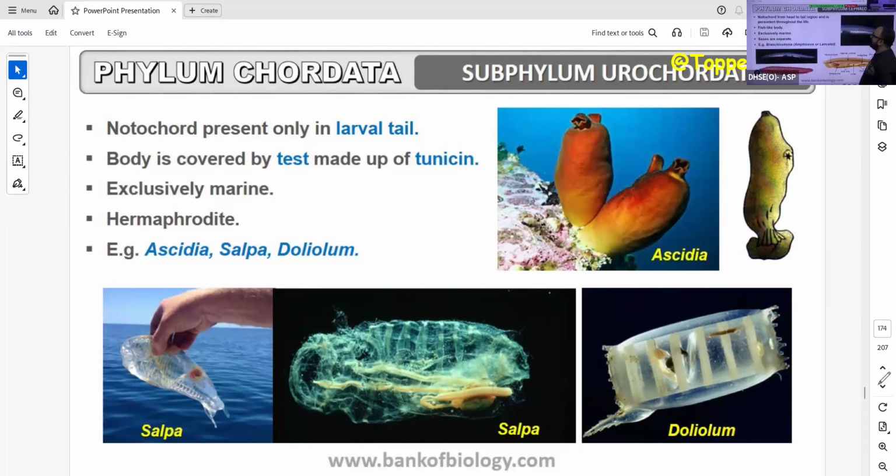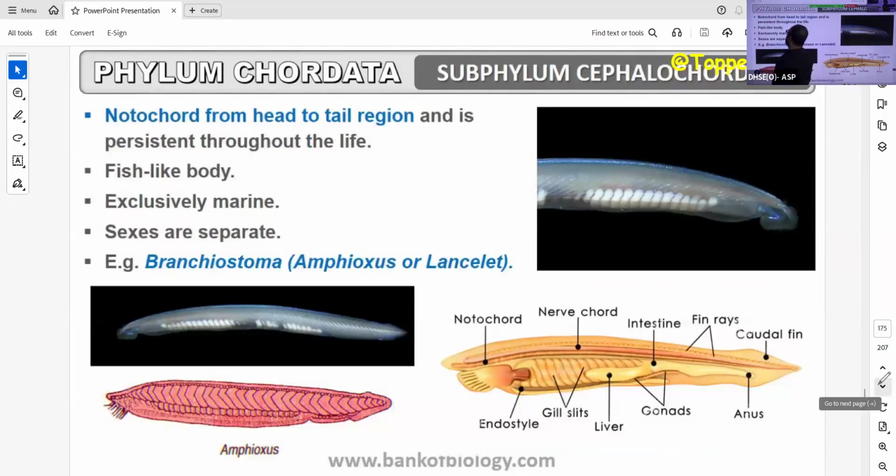Okay. Then come to the subphylum Cephalochordata or lancelets. Now, as you can see here, they appear like fish. I suppose you would have seen those kinds of fish. Their head will be pointed. That is why they have been named lancelets. They are referred to as lancelets.